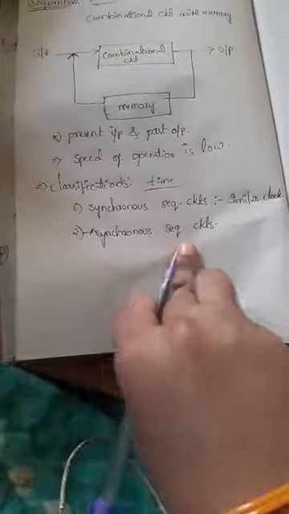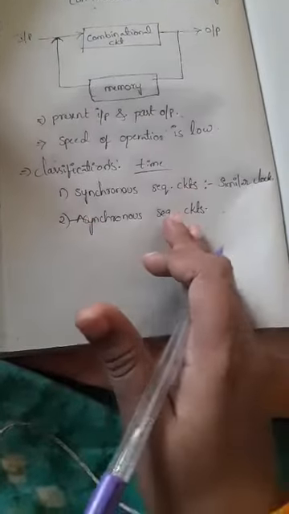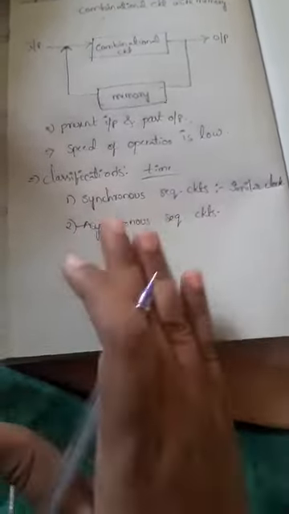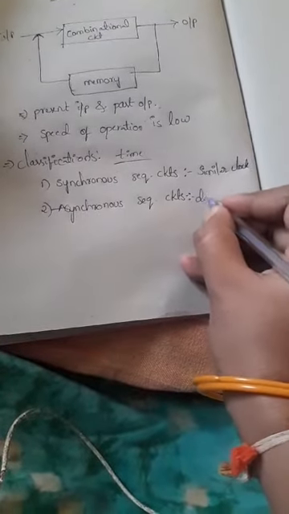Coming to asynchronous sequential circuits, they run with different clock pulses. That means whatever sequential elements are there, those elements do not use the same clock pulse. That is the asynchronous sequential circuit, where we connect different clock pulses.